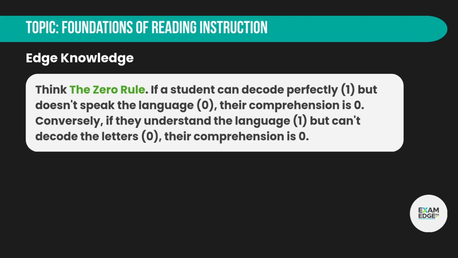Edge knowledge. Think the zero rule. If a student can decode perfectly, 1, but doesn't speak the language, 0, their comprehension is 0. Conversely, if they understand the language, 1, but can't decode the letters, 0, their comprehension is 0.